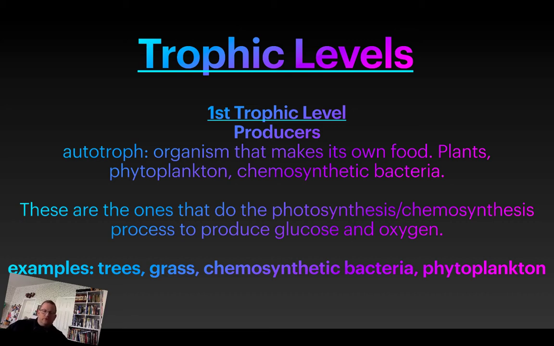What's a producer? Well, a producer is an autotroph. Autotroph just means it's an organism that makes its own food. Could be a plant, could be phytoplankton, could be chemosynthetic bacteria that live on the cold seeps and the hydrothermal vents in the bottom of the ocean. These are the ones that do photosynthesis and chemosynthesis to produce glucose and oxygen in the process. Some examples would be trees, grass, the chemosynthetic bacteria, phytoplankton, just to name a few.